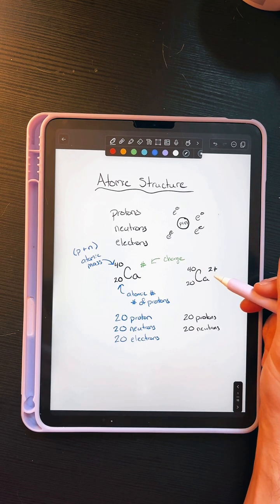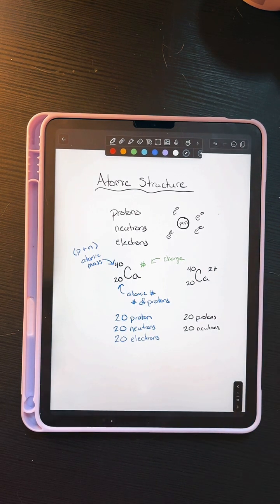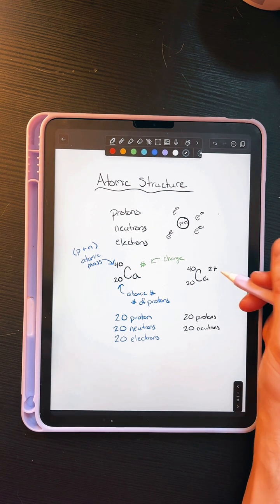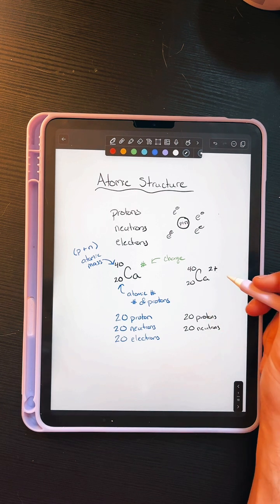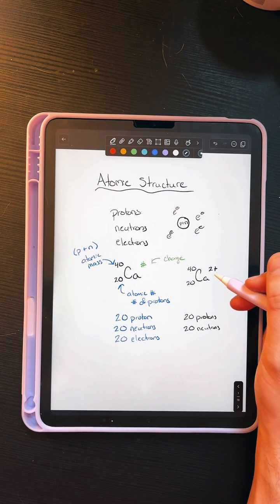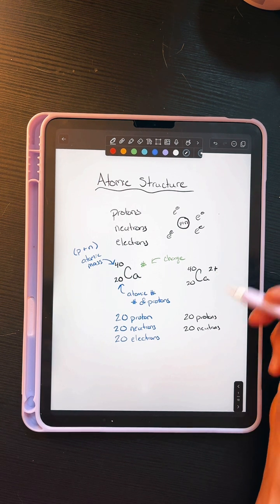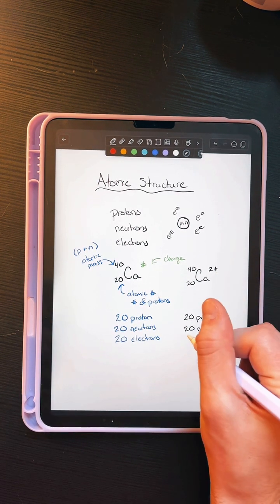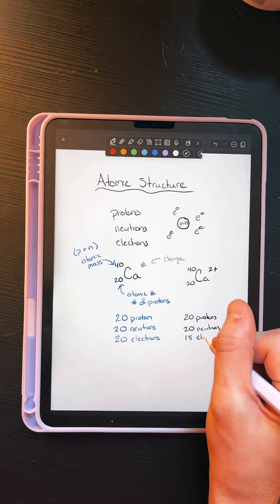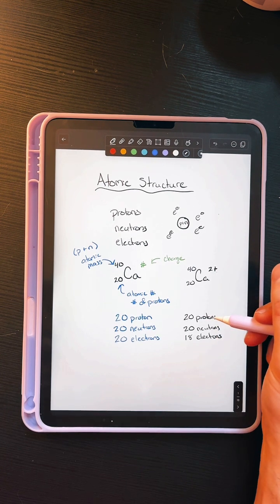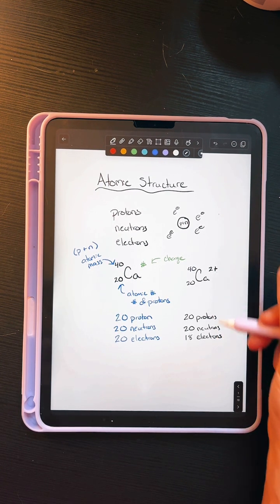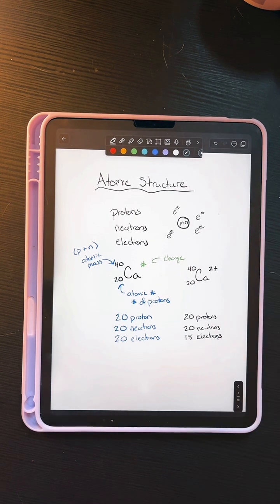So in order for us to get a +2 charge, we have to compare the amount of protons and electrons. A proton has a positive charge, an electron has a negative charge. So if we're positive, we have more protons than electrons. And in order for us to get a +2, we need 2 more protons than electrons. So our electron count here is going to be 18 electrons, because when we add up our protons and electrons, we have 20 positive, 18 negative, so that becomes 2 positive overall.